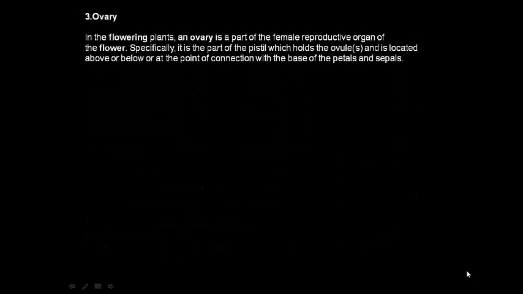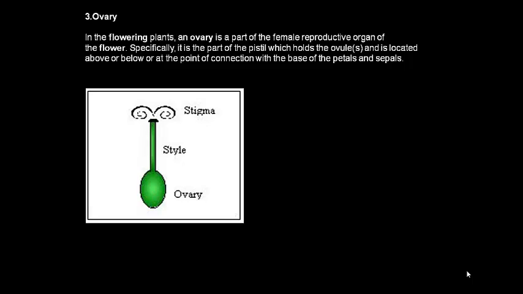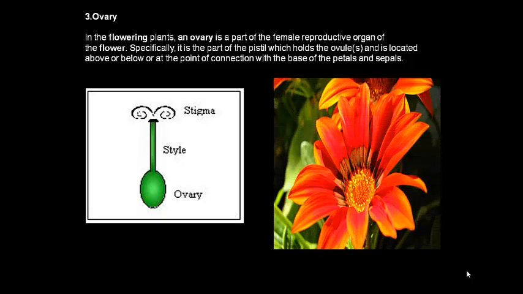Ovary. In the flowering plant, an ovary is a part of the female reproductive organ of the flower. Specifically, it is the part of the pistil which holds the ovules. Ovules are the egg cells of the flower and it is located above or below or at the point of connection with the base of the pistil or sepals. So when the pollen grain is transferred through the style, it reaches the ovary for fertilization.